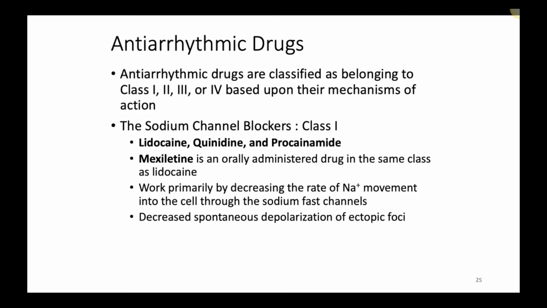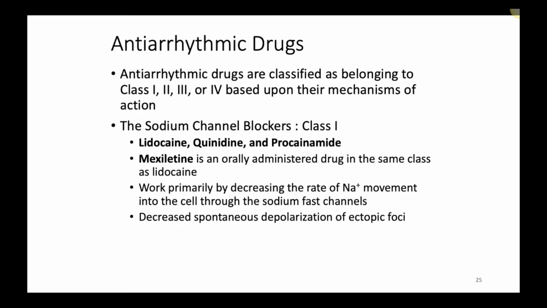Okay, so we'll talk about some antiarrhythmic drugs. Antiarrhythmic drugs are classified as belonging to class 1, 2, 3, 4 based on their mechanisms of action. The sodium channel blockers are class 1. We've got lidocaine, quinidine, and procainamide. Mexiletine is an orally administered drug in the same class as lidocaine, and it works primarily by decreasing the rate of sodium movement into the cell through the sodium fast channels. This decreases that spontaneous depolarization and just general depolarization of ectopic foci.